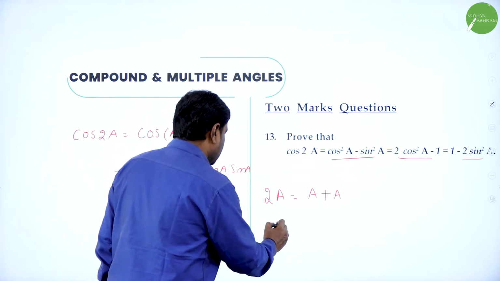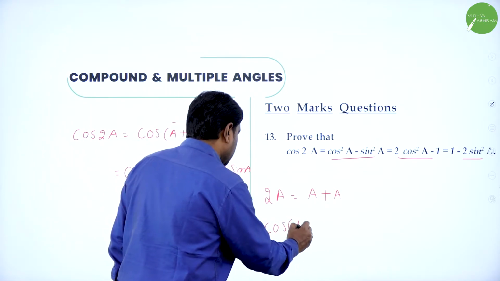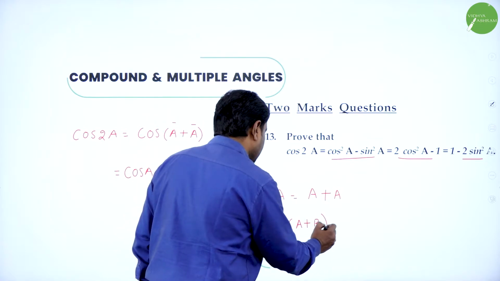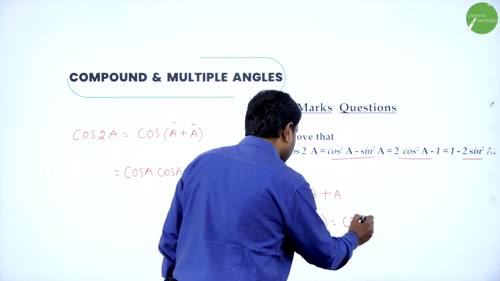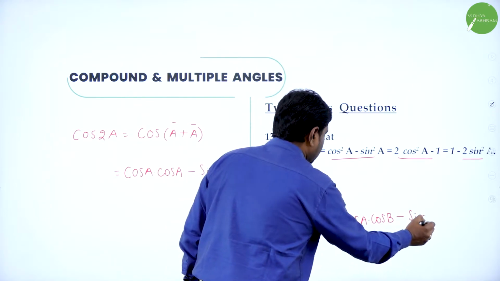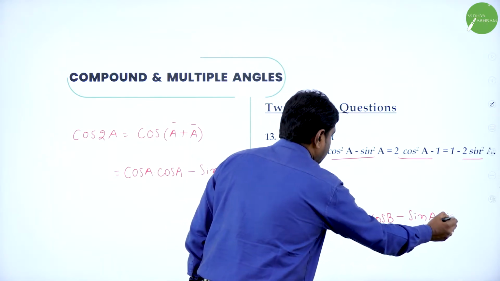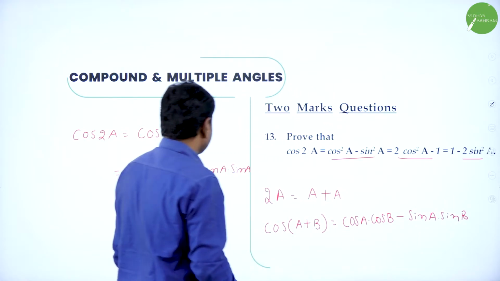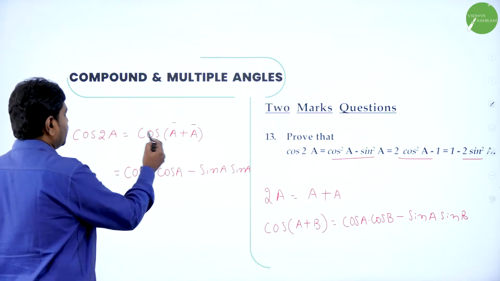What is the formula for cos of a plus b? All of you know cos of a plus b can be written as cos a cos b minus sin a sin b. Cos a cos b minus what? Sin a sin b. So now here it will be cos of a plus b.